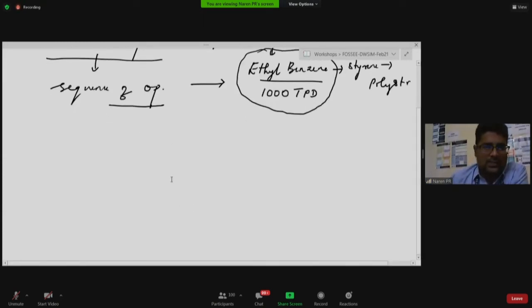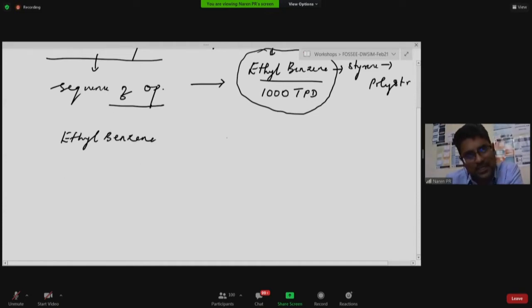So all I know is ethyl benzene. So how will I begin this flow sheet? If you look into your tutorial problems, you are well defined. You have been given the temperature, pressure, the compound names and everything. But that will not be the case when you want to go to the next level. The only information is it is ethyl benzene, 1,000 tons per day.